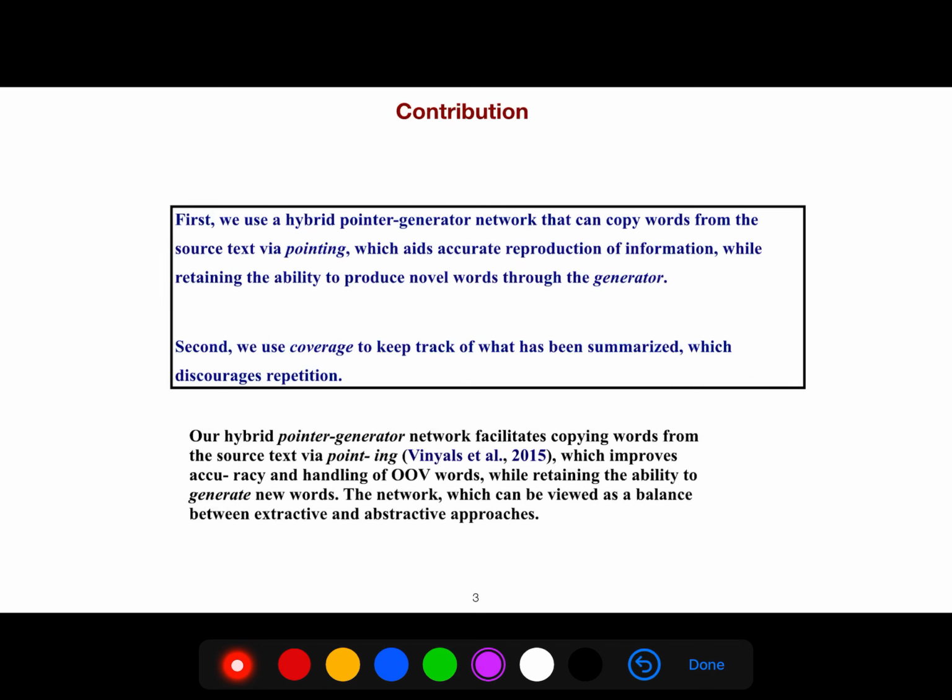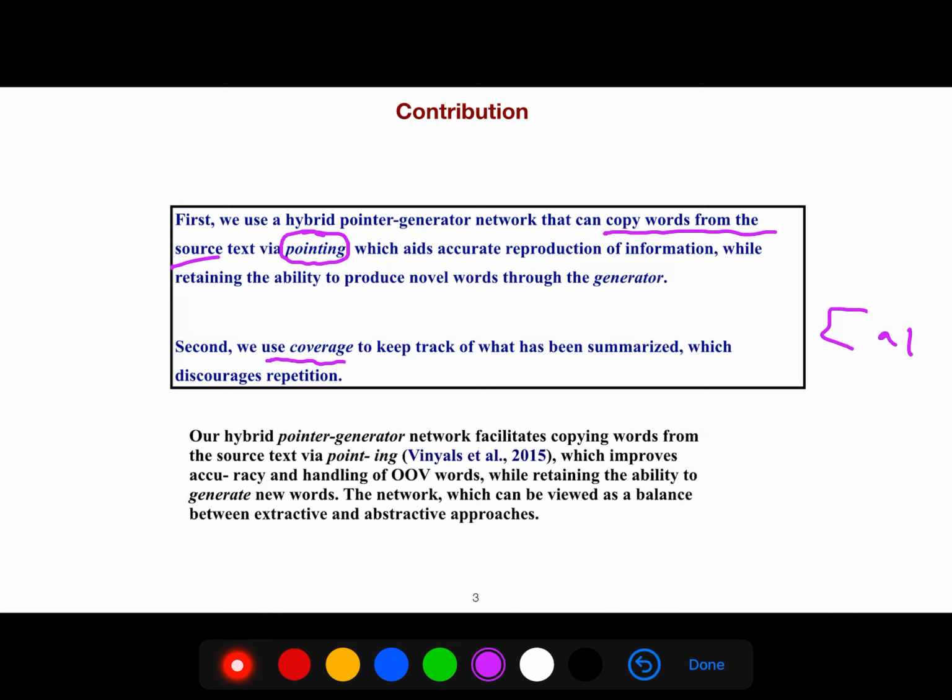And so the contribution is that they use a hybrid pointer generator network that copies words from the source, just like the CopyNet article. It's very similar to that. But now we are using pointing, which aids accurate reproduction of information. And second, we use coverage. As I said, when you sum those attentions, we can understand where we are in our milestone.